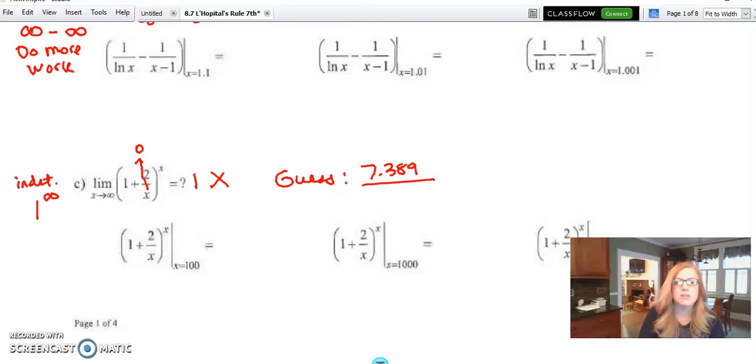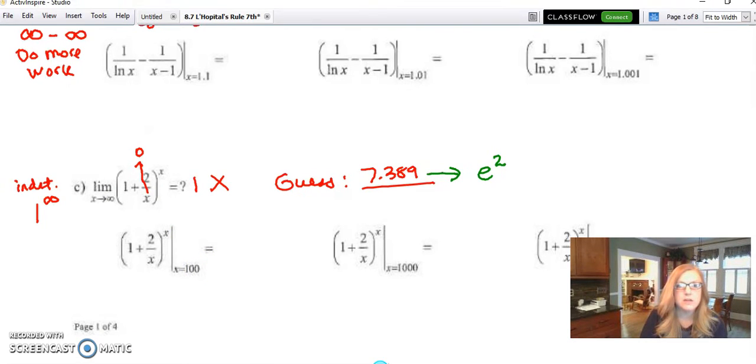I am going to tell you that we're going to learn a technique of how to find it exactly. This actually is e squared. And so the idea is the technology and our gut feeling is going to send us in the wrong direction, and we do need a little bit of help on this.